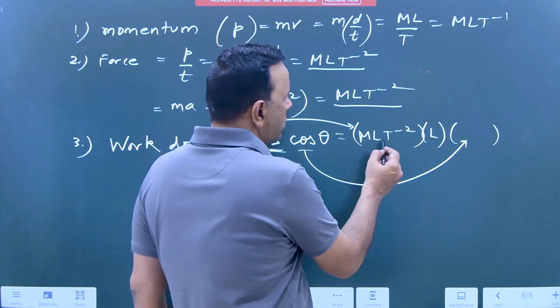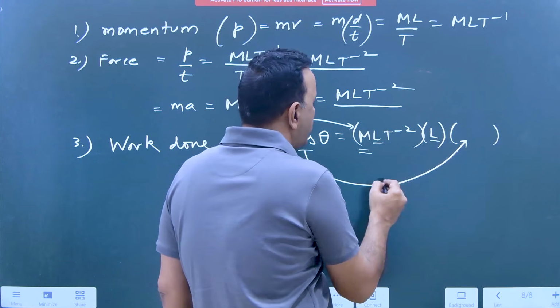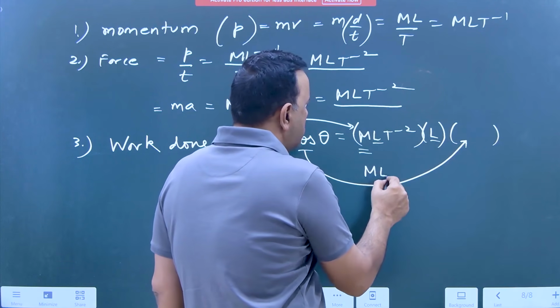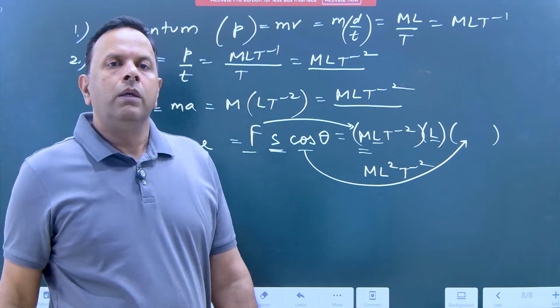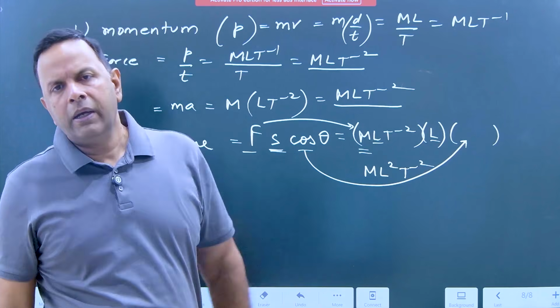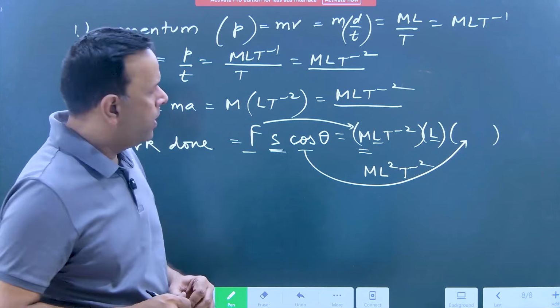So you can see you are having M as one term, L into L will make it L square, so that becomes ML square T minus 2. So ML square T minus 2 is the dimensional formula of work done.